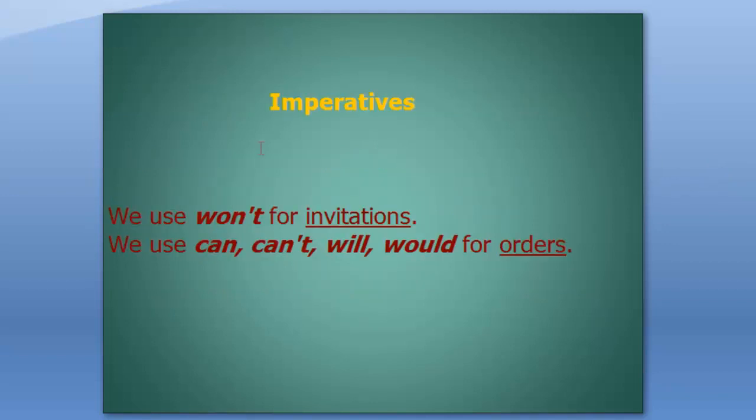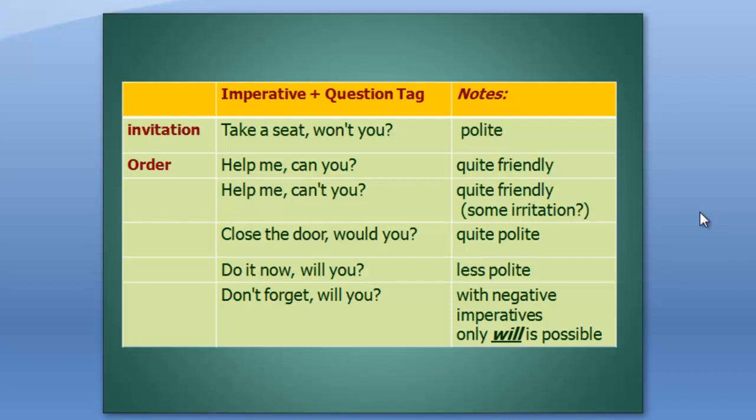What about imperatives? We use won't for invitations, and can, can't, will, would for orders. Let me explain that with some examples. Take a seat, won't you? This is a polite way to invite somebody to do something. What about orders? Can, can't, would, will, all are correct.